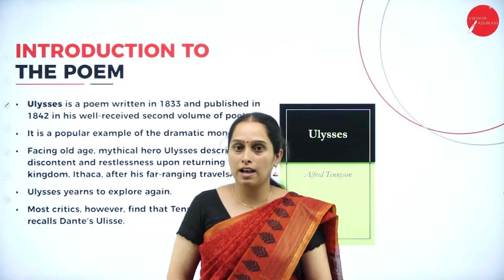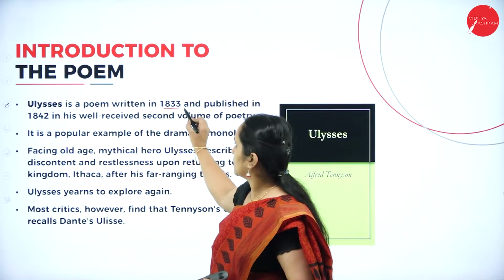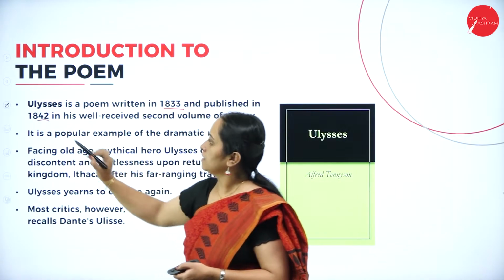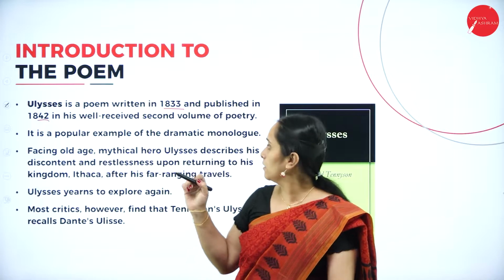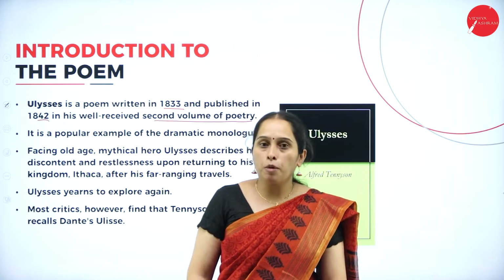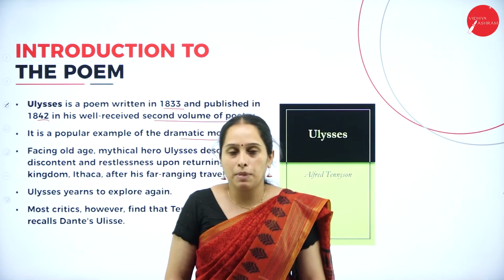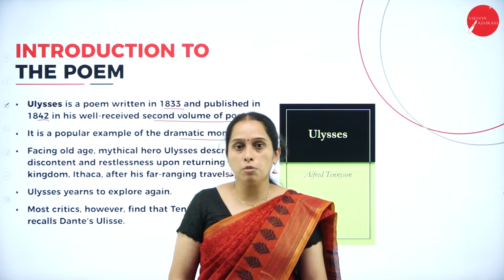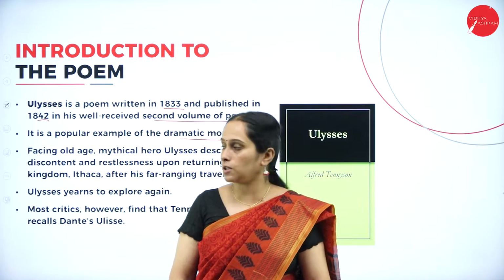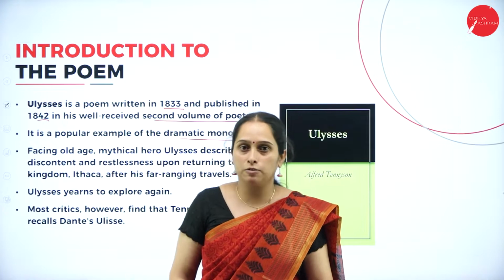Now let's begin to analyze the poem. Ulysses is a poem written in the year 1833 and it was published in the year 1842. It was published in his well-received 2nd volume of poetry, and it is a popular example of the dramatic monologue. What do you mean by dramatic monologue? A poem written in the form of a speech of an individual character is known as dramatic monologue. And this poem, Ulysses, is written in the form of blank verse.